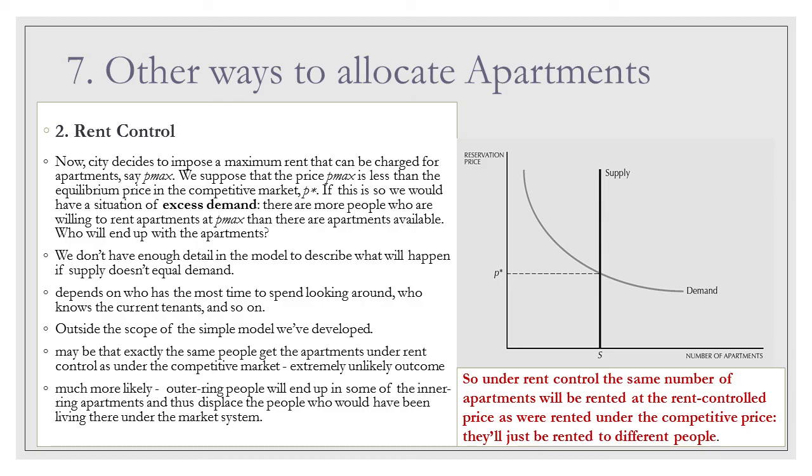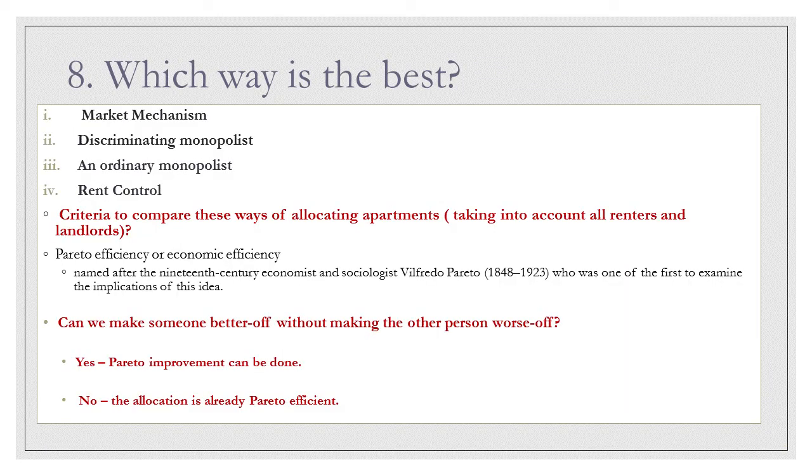So under rent control, the same number of apartments will be rented at the controlled rent. So the prices here are regulated, as the competitive price was, and the apartments will just be rented to different people. This is the key outcome which will be observed here. Now, having discussed these four cases of allocation, that is the market mechanism, the discriminating monopolist, the ordinary monopolist, and rent control based measures, one might ask which is the best way for allocation, right? But when we are trying to think of which way is best, we should at least have some criteria in hand to decide, right?